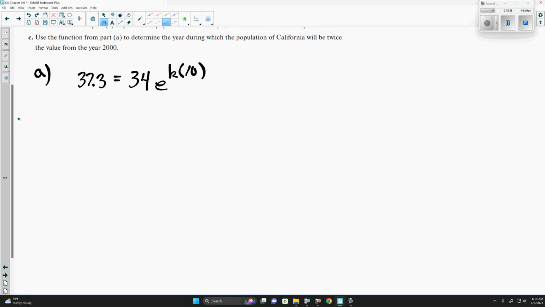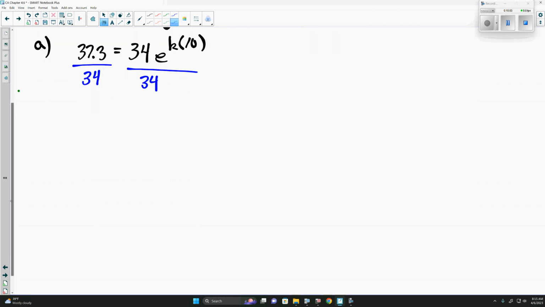So we have everything set up, because whatever value k is, when we plug it in here, will give us 37.3. We just need to solve for it. We're going to do the exact same thing we did on the last problem. First, we divide both sides by 34. These will simplify, leaving me e to the 10k is equal to 37.3 over 34. Now, I have a feeling you can guess that 37.3 divided by 34 is not going to be a nice number no matter how we slice it, so we can leave it as that there.